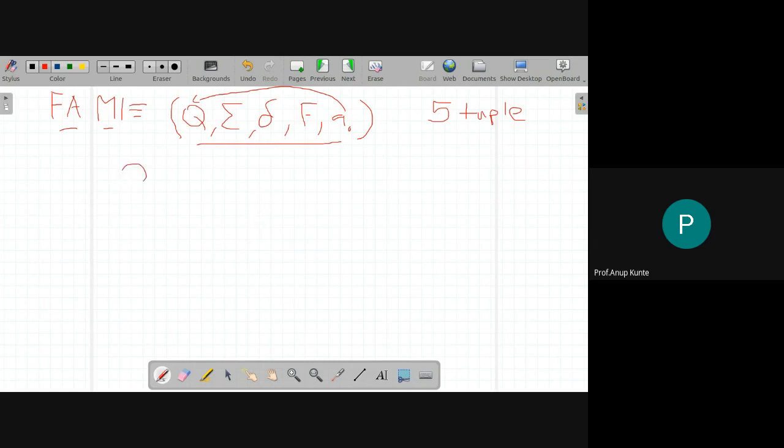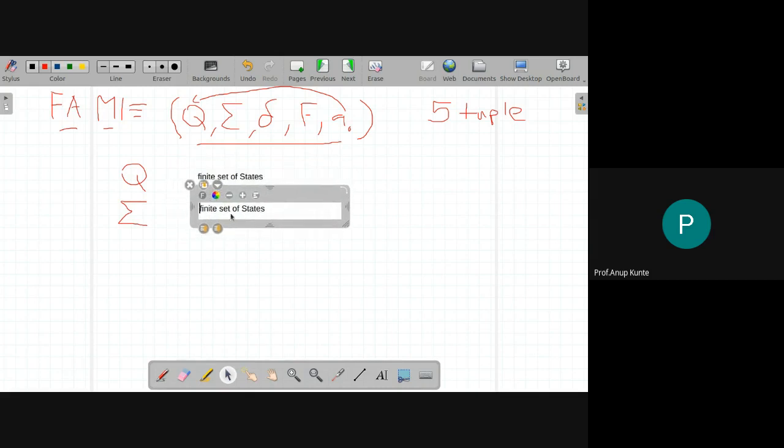So the thing called Q is a finite set of states. That is what Q is. Then the next thing that we have to define is sigma. What is sigma? Sigma is also a finite set, a finite set of alphabet. It is called the finite set of alphabet.